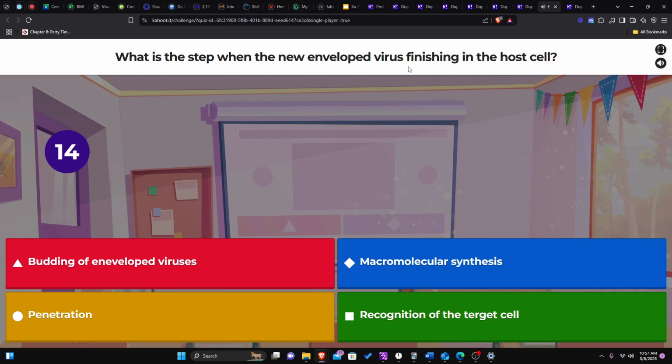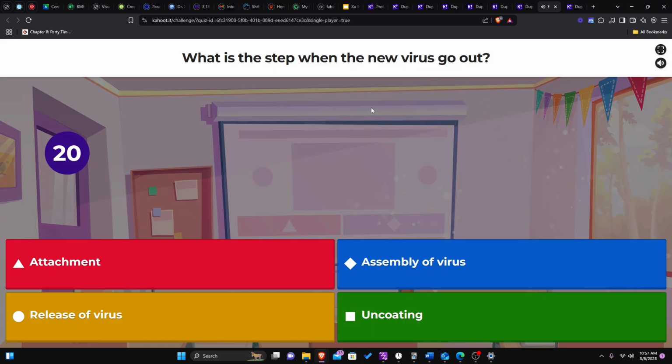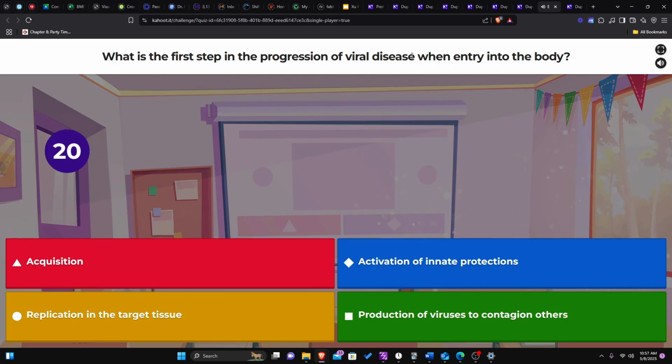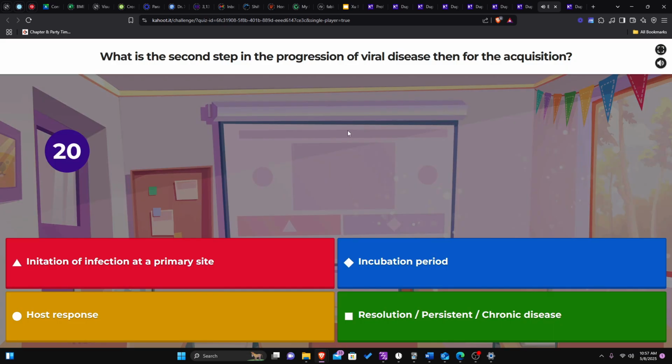Finished, it's gonna do... when they go out, it should be released, but they have it as a sample. Okay, steps. First step, you know, acquisition is first. This one's the 7th. This one's the 3rd. This one's the 5th. So first step, acquisition. Second step should be the initiation of infection. This one's the 8th step, this is the 4th step, this is the 6th step.